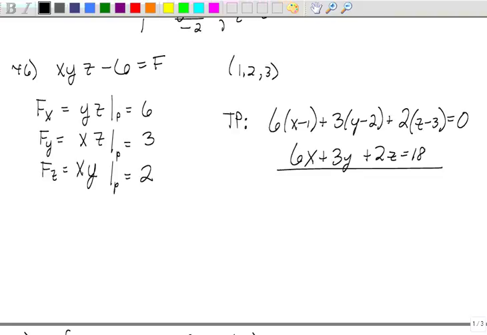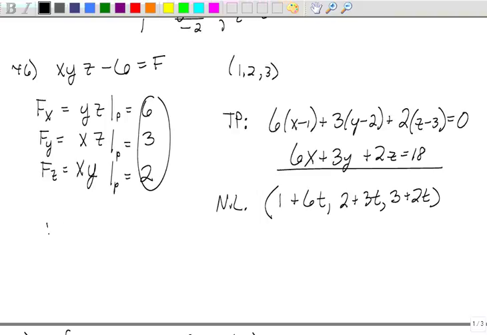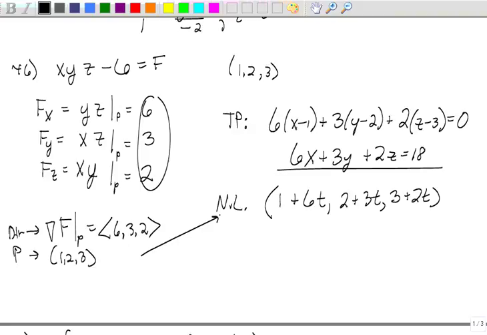The equation of the normal line, remember, is the point. Let me do the parametric equations plus the direction. The direction is the gradient. So this is del f at the point, which is 6, 3, 2. So this is the direction I want, and the point is 1, 2, 3. So that's how I get the equations for the normal line.